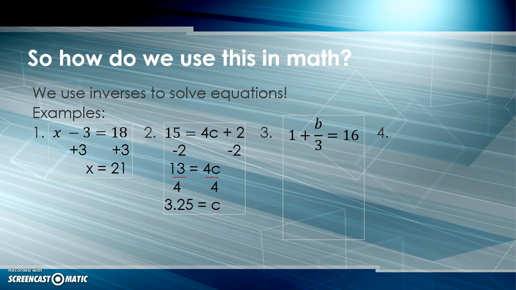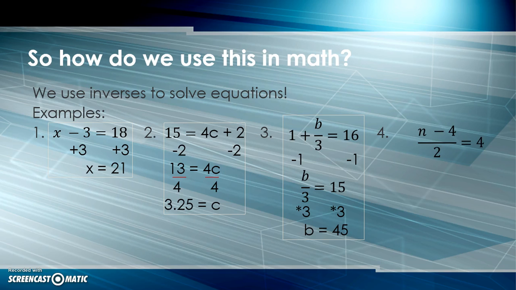Here's another one. 1 plus b over 3 is equal to 16. Use the inverse of the 1, negative 1. You get b over 3 equals 15. Then use the inverse of division, multiplication, and you get b equals 45.